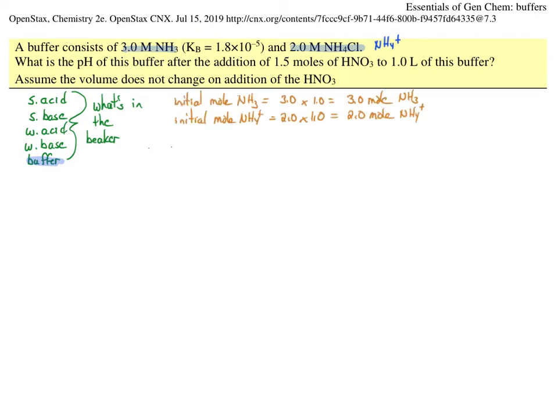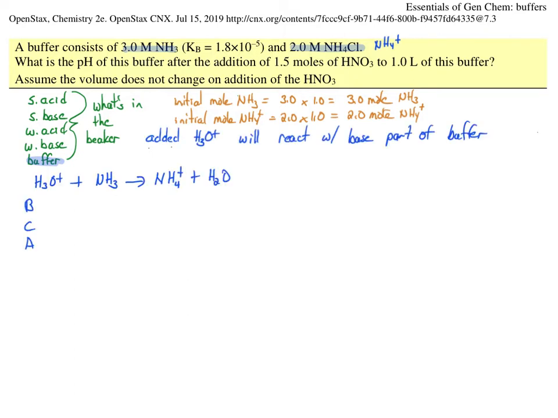So we've calculated our initial moles of our weak base and its conjugate acid. We're adding a strong acid to the buffer. The strong acid will react with the base part of the buffer. All right, so we've predicted our products. We have a strong acid reacting with a base, and we're going to produce its conjugate acid. So the water loses an H+, the ammonia gains an H+. Here are our products, ammonium ion and water.